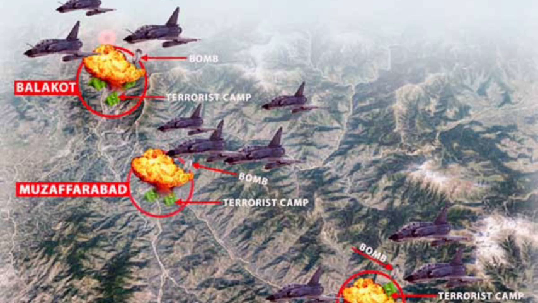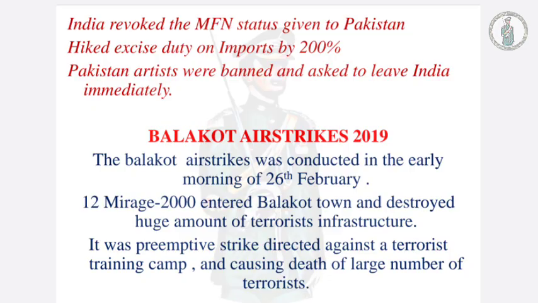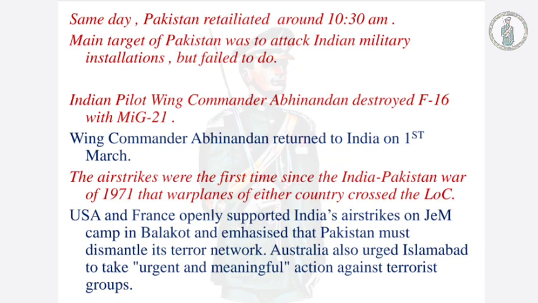The Balakot airstrikes took place in the wee hours of 26 February when 12 Mirage 2000 aircraft entered Balakot town and destroyed a heavy amount of terrorist infrastructure. Actually, it was a preemptive strike directed against a terrorist training camp. On the same day, Pakistan retaliated when their aircraft crossed the LoC around 10:30 am. The main target of Pakistan was to attack Indian military installations, but they failed to do so because the attack was repelled by the high-alert Indian armed forces.